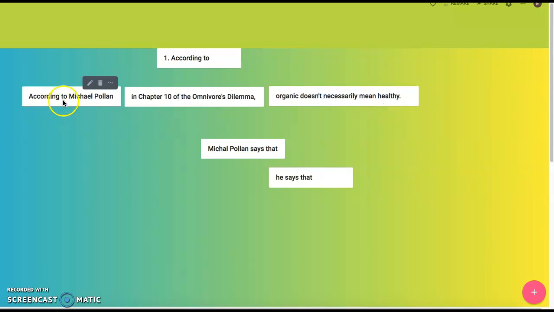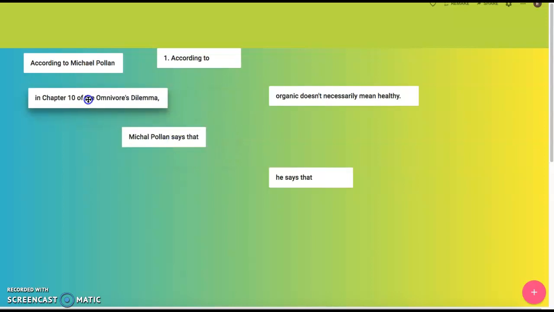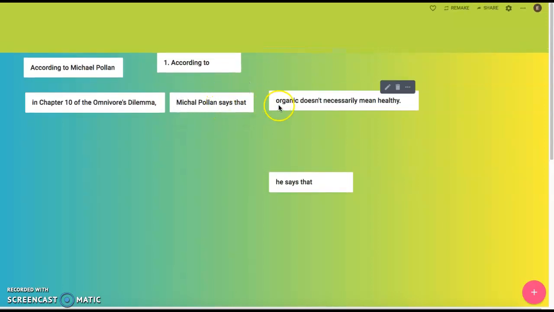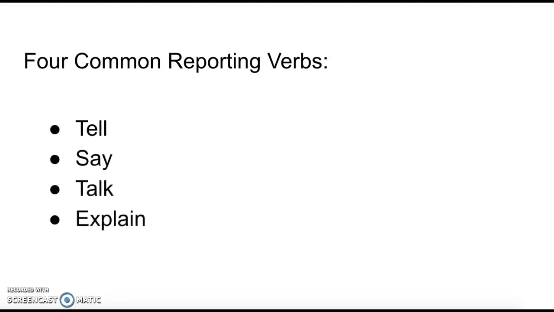Now if we take out according to, so this is a good sentence, but if we take this out, now we need something like Pollan says. In chapter 10 of The Omnivore's Dilemma, Pollan says organic doesn't necessarily mean healthy. So you can use according to, or you can use a reporting verb like says. Not both. So that brings us to our 4 most common reporting verbs. Tell, say, talk, and explain. Let's learn how to use these as perfectly as possible.